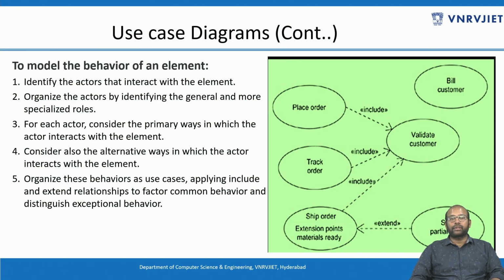Is it a normal connection? If it is normal, then you can use the association. If it is a special connection, then you can use generalization. If it is fully depending on that other object, then you can use a dependency relationship. So likewise, you can check wherever it is applicable.